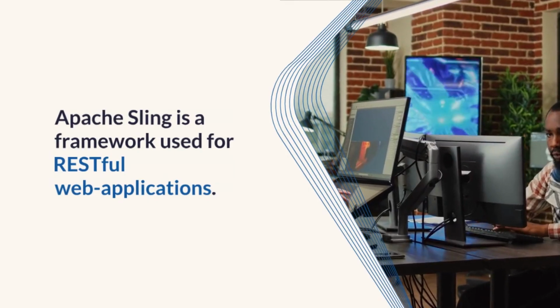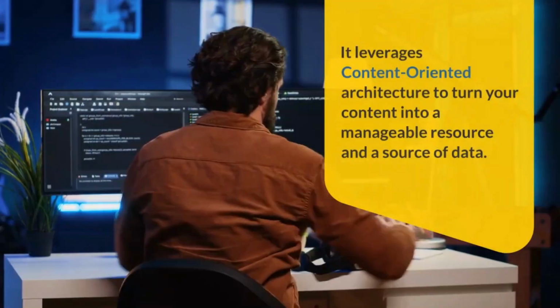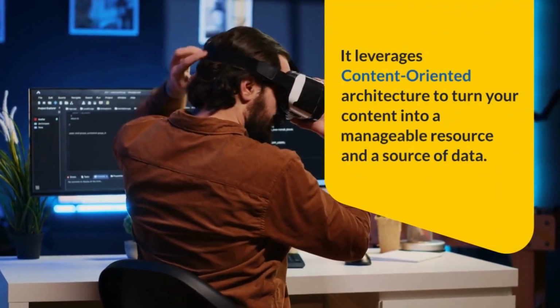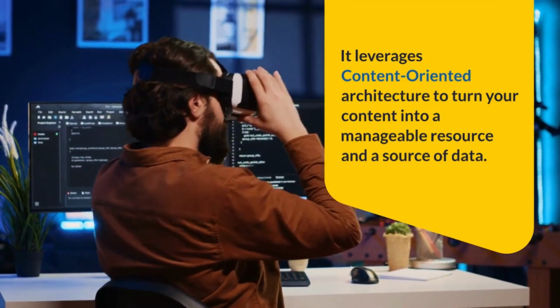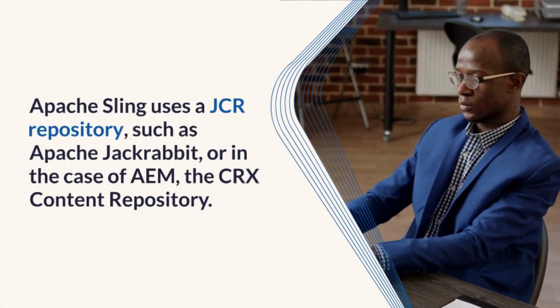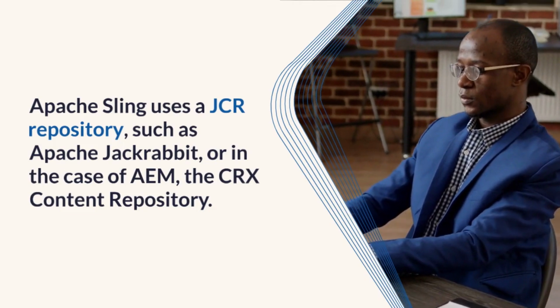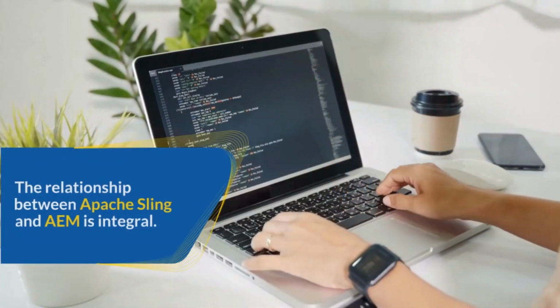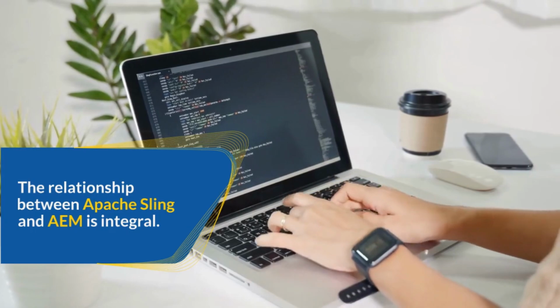8. What is Apache Sling, and how does it relate to AEM? Apache Sling is a framework used for RESTful web applications. It leverages content-oriented architecture to turn your content into a manageable resource and a source of data. Apache Sling uses a JCR repository, such as Apache Jackrabbit, or in the case of AEM, the CRX content repository. The relationship between Apache Sling and AEM is integral.